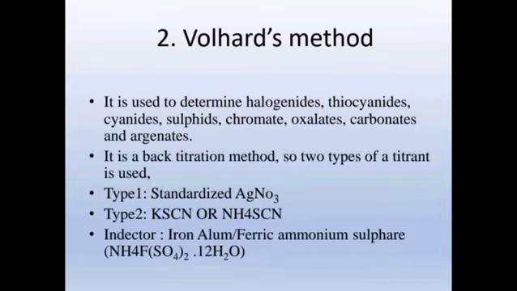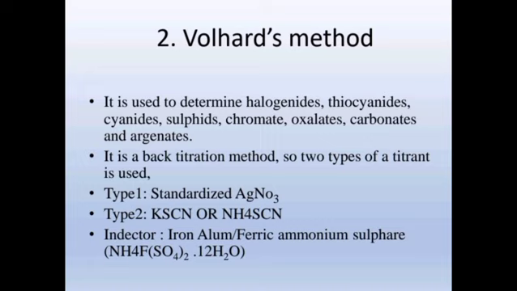Next, I will go to the second method, that is Volhard's method. It is used to determine halides, thiocyanide, cyanide, sulfide, chromate, oxalates, carbonates, and arsenates. It is a back titration method, so two types of titrants are used. Type 1 is standardized AgNO3, type 2 is KSCN or NH4SCN. The indicator is iron alum, or ferric ammonium sulfate.